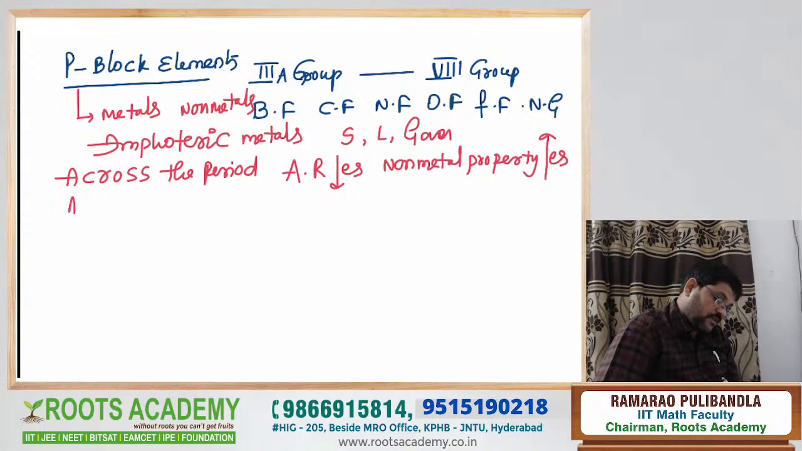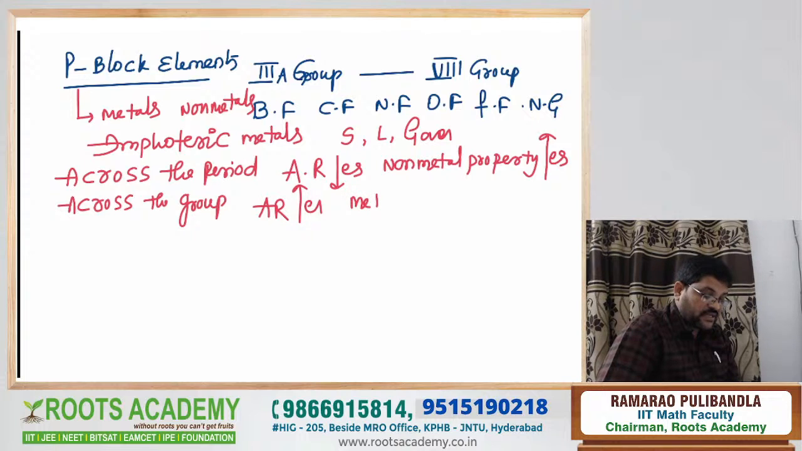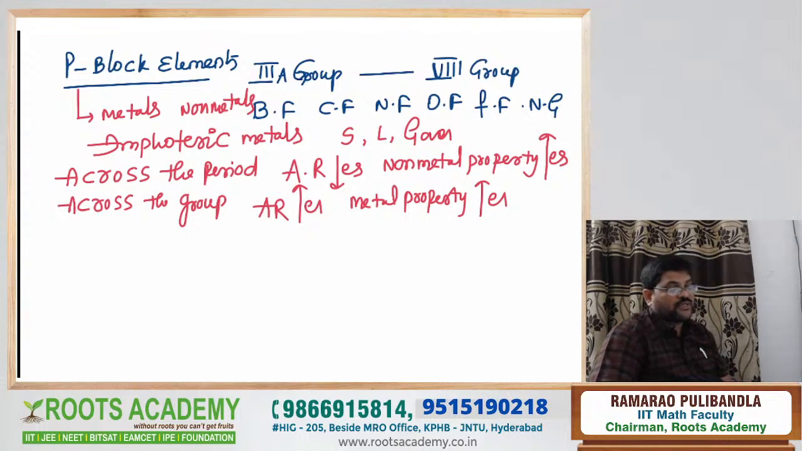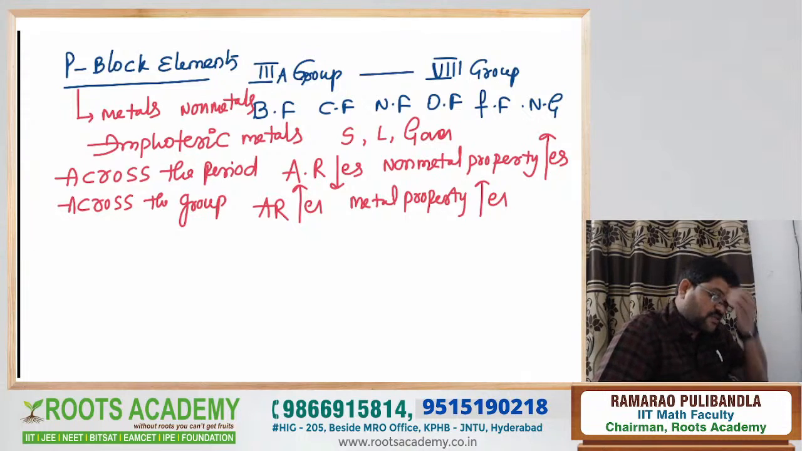Now, in the P block elements, across the group, atomic radius increases. So what happens? Metallic property increases across the group. So these are the properties of P block elements. Simple logic.